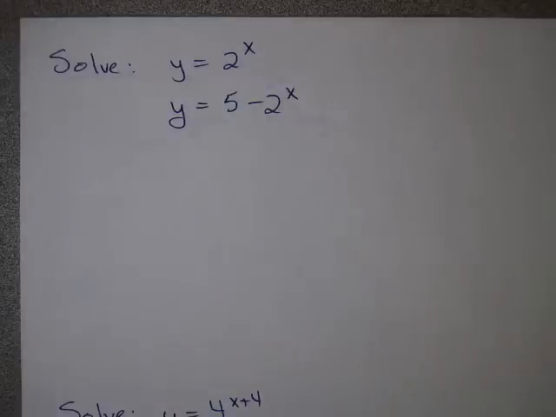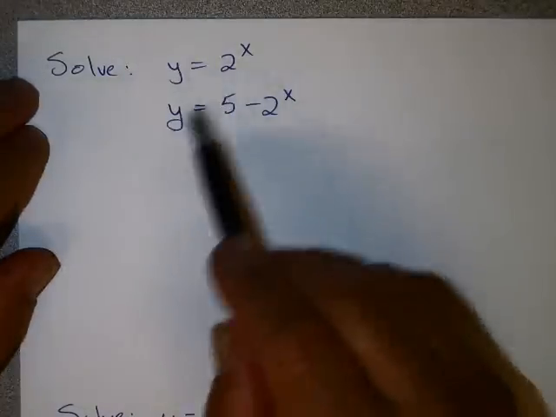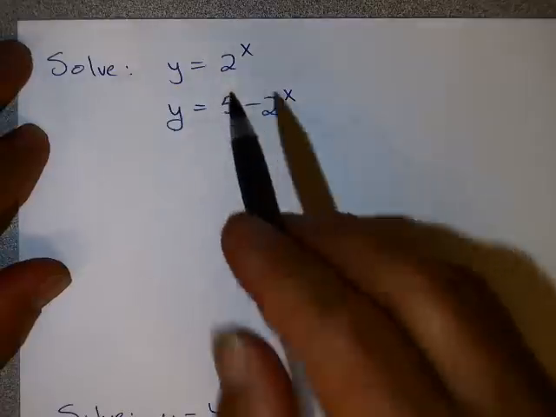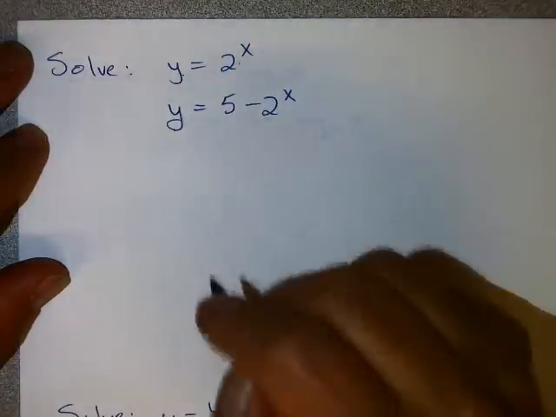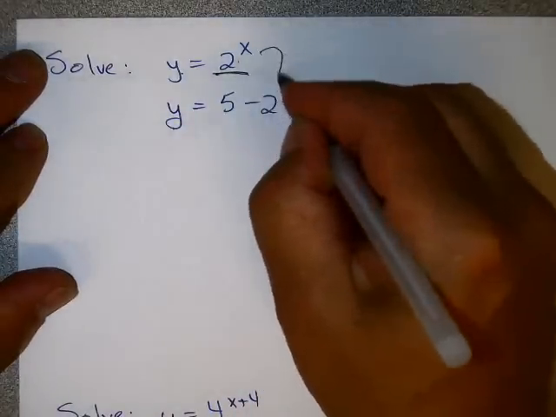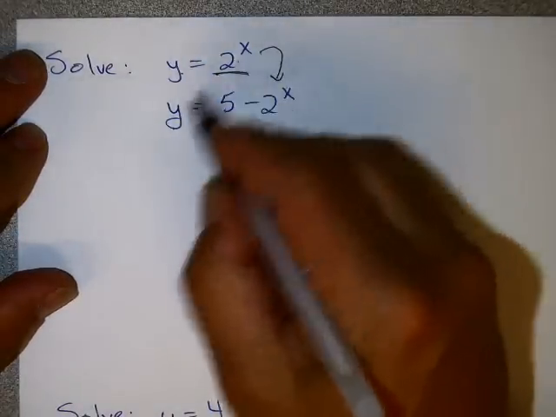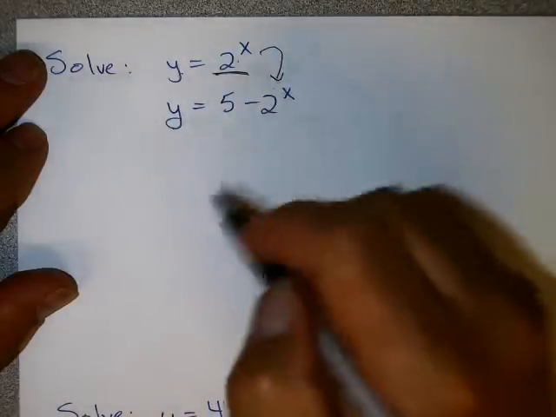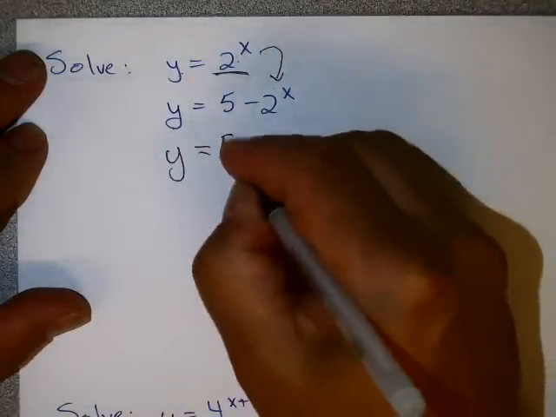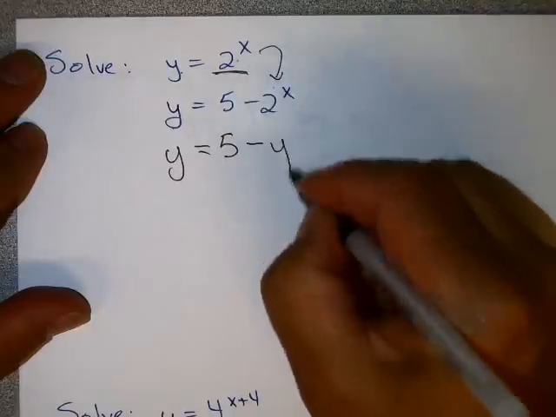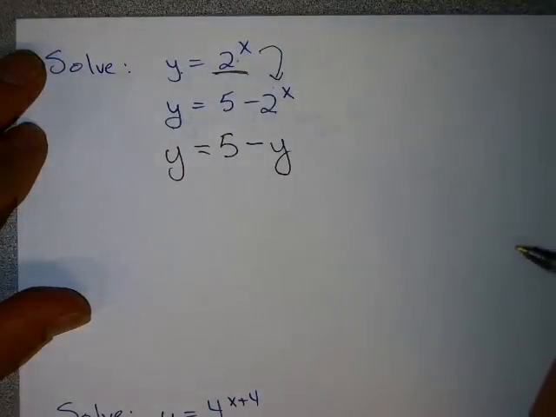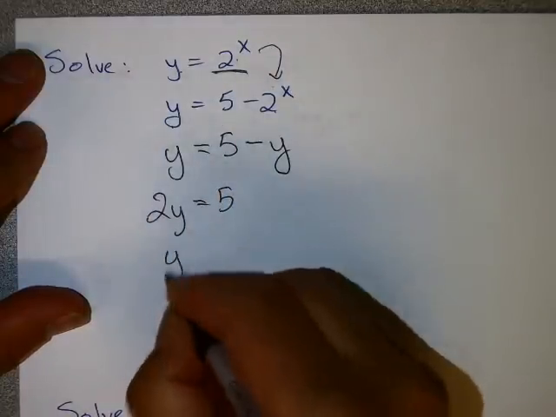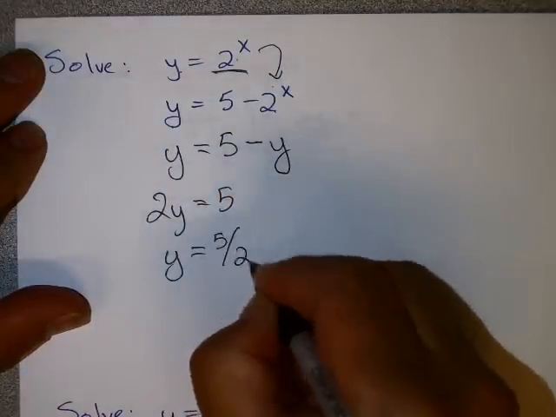This one looks very threatening. And again, these are solved for y, but it might be easier for you to substitute the 2 to the x in this case right there. So you don't have to substitute the y by putting that right there. It's not wrong to do that. But I could certainly write this as y equals 5 minus y, because 2 to the x equals y. That gives you that 2y equals 5, or y equals 5 halves.